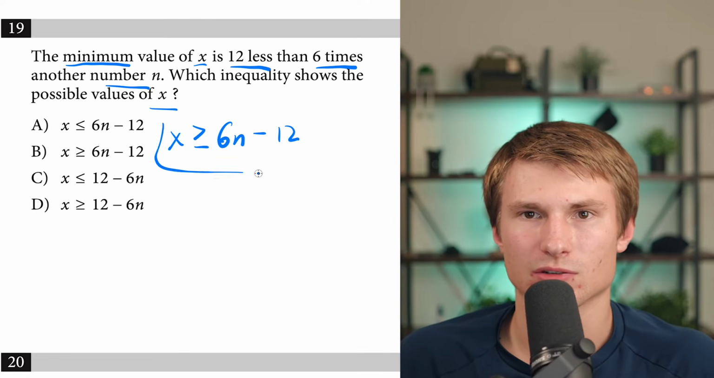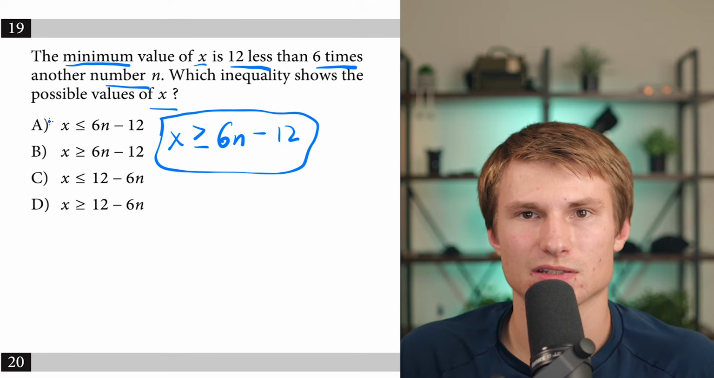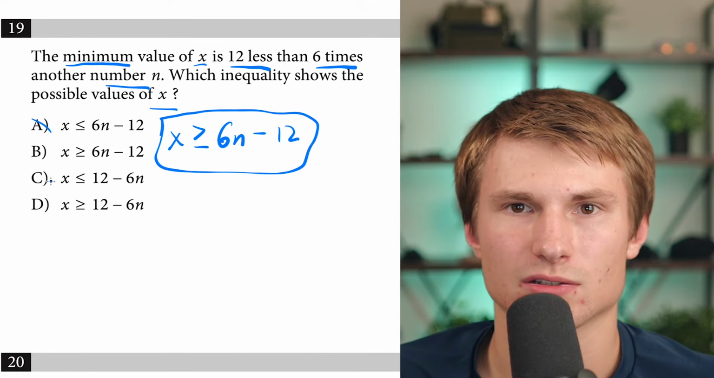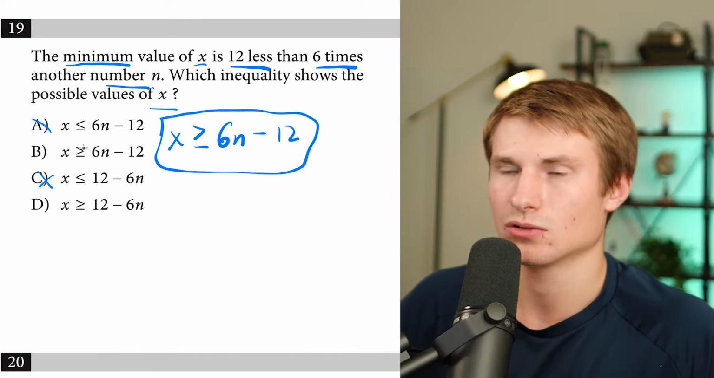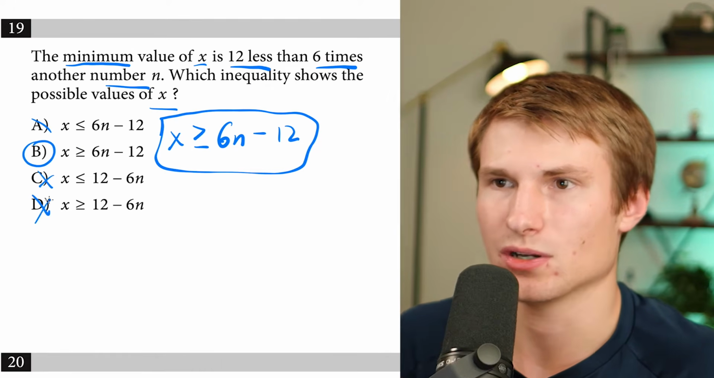Okay, this is ultimately going to be our answer. We have to find what matches this. We know x needs to be greater than, so we can go ahead and get rid of these two. x needs to be greater than or equal to 6n minus 12. We see that's answer choice B. So B will be our answer there.